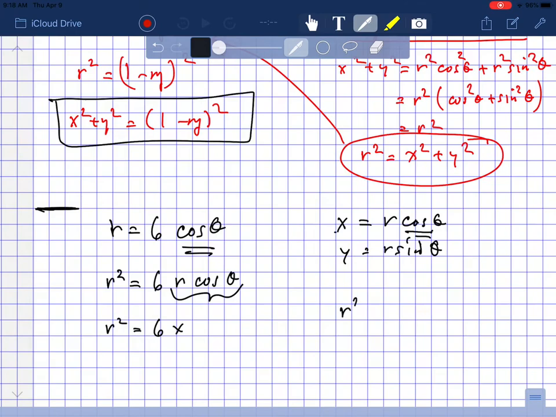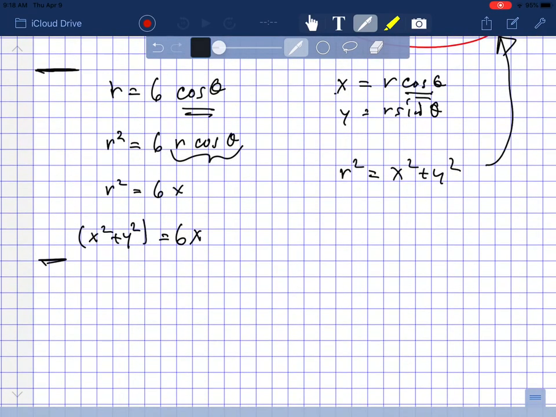And we know that r squared is equal to x squared plus y squared. That follows from what we did up here. So I have that x squared plus y squared is equal to 6x. Okay, so think about that a little bit. You might have some questions on it.